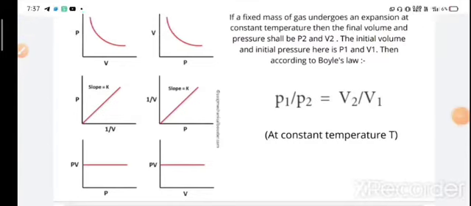So each curve here corresponds to a different constant temperature, and is known as an isotherm. A higher curve corresponds to a higher temperature. It should be noted that the volume of the gas doubles if the pressure is halved, right? So that's all about Boyle's law.